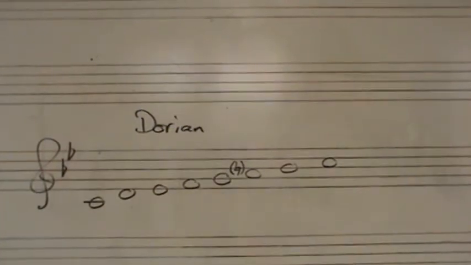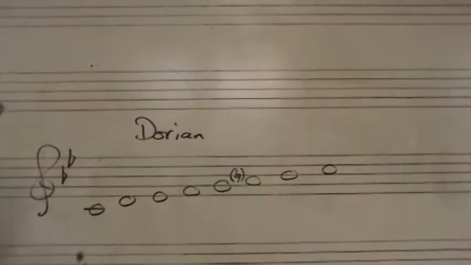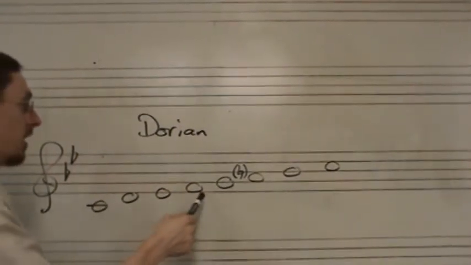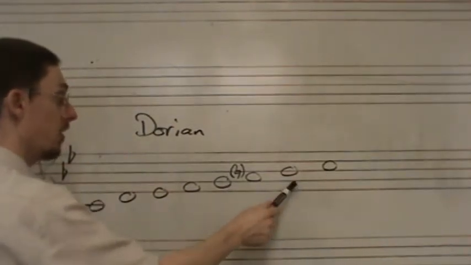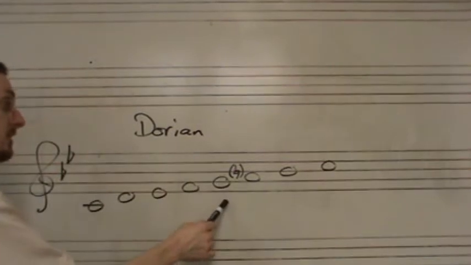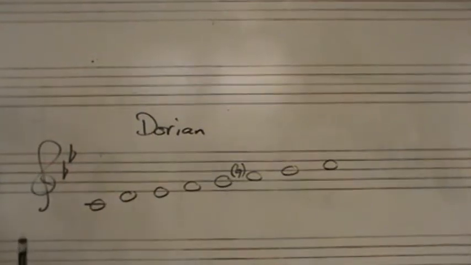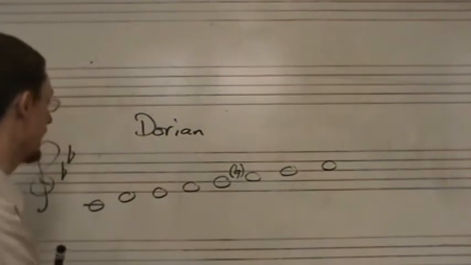Let's sing this together. Ready, go. Do, re, mi, fa, sol, la, ti, do, ti, la, sol, fa, mi, re, do. Alright, so Dorian, or half minor if you want to think of it that way.